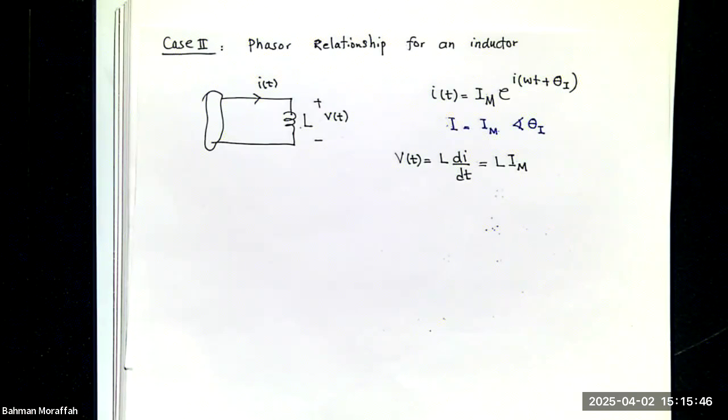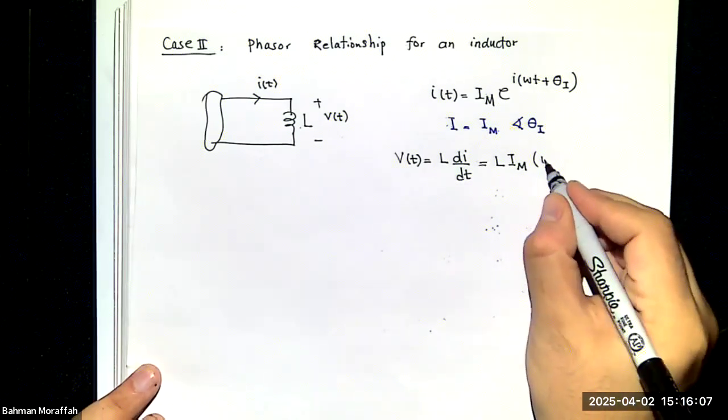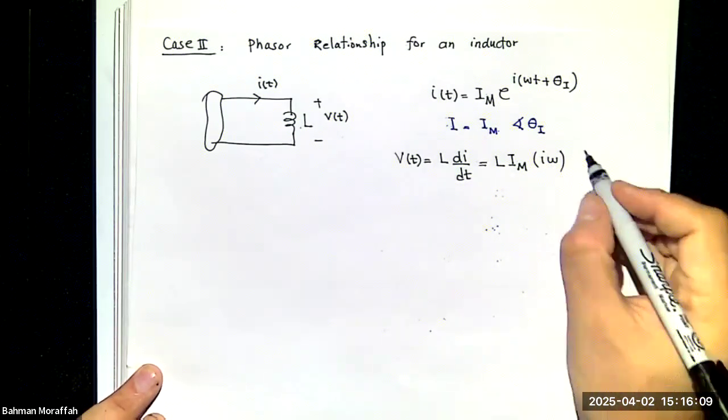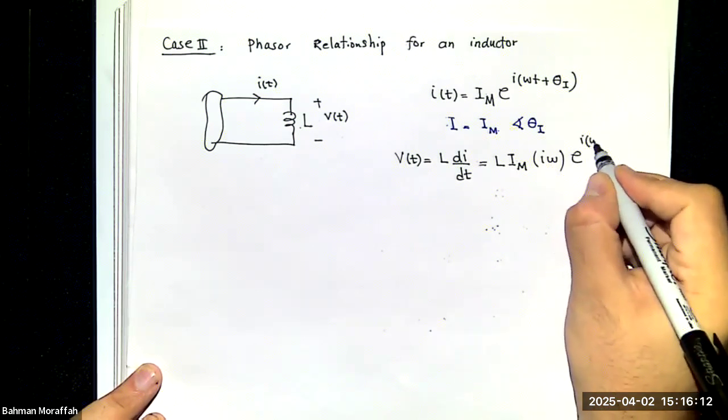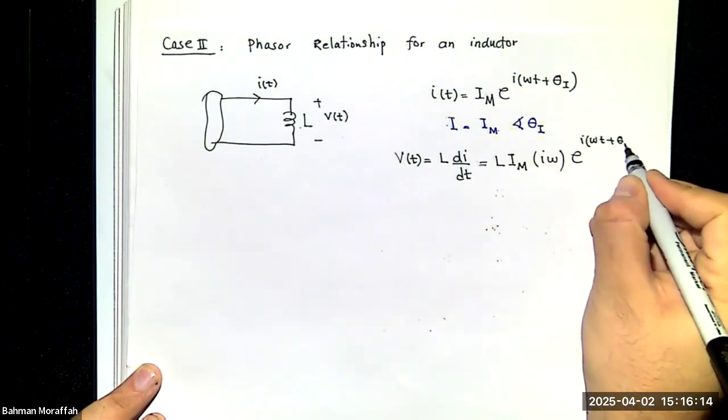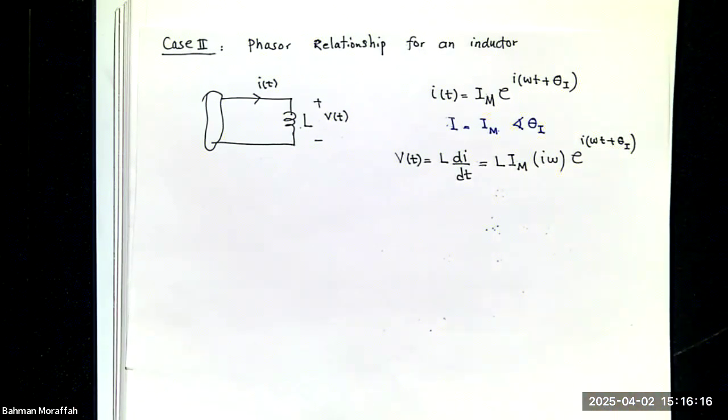Well, I have to take the derivative of the exponent with respect to t, and then multiply it by the same exponential. What is the derivative of the exponent with respect to t? It's just i omega, right? Because i theta I is just a constant. So that would be i omega times e^(i(omega t plus theta I)). Right?